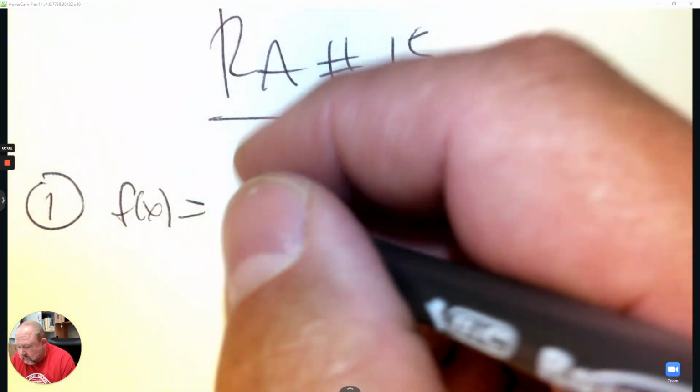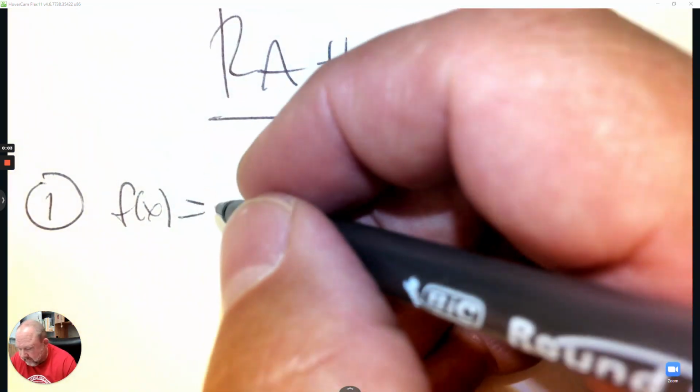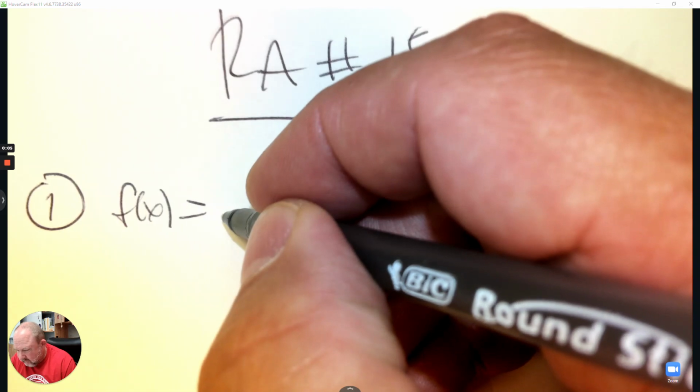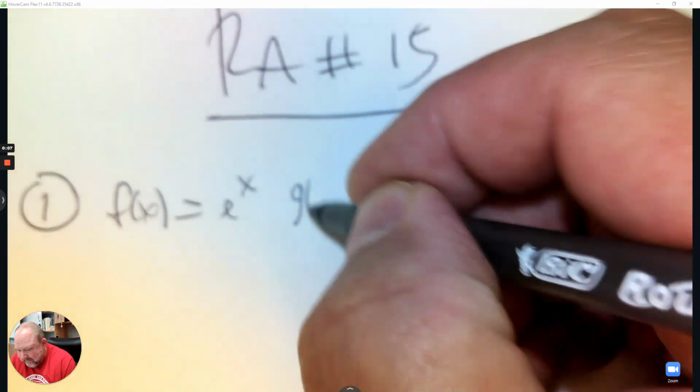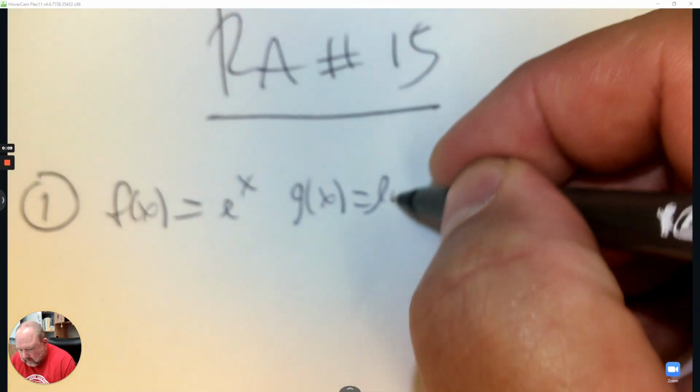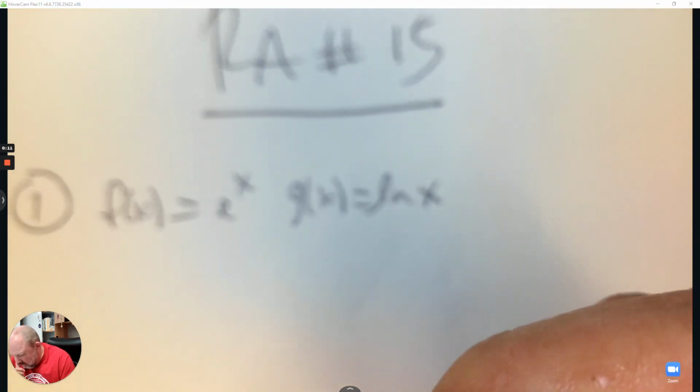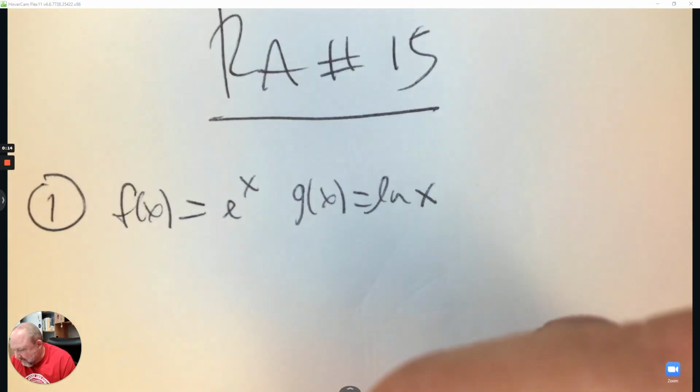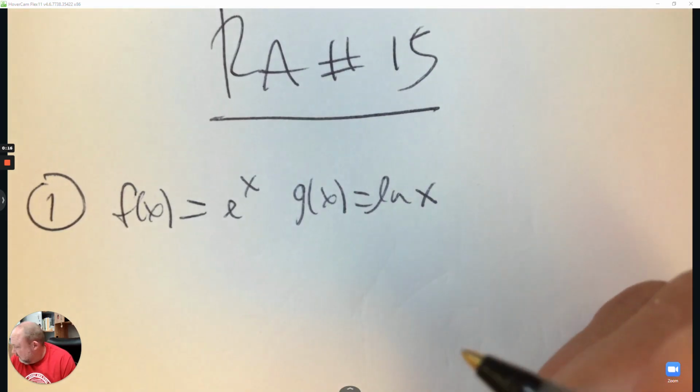Here are your solutions to review assignment number 15. You're given two equations: the first one is e to the x, and the second one is ln x. You're asked to find the area between 1/2 and 1. You may use a calculator if you want.